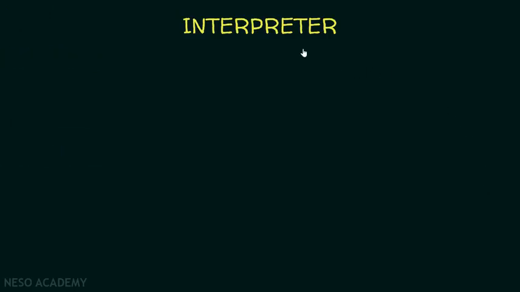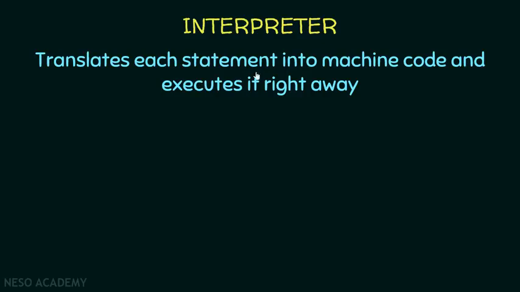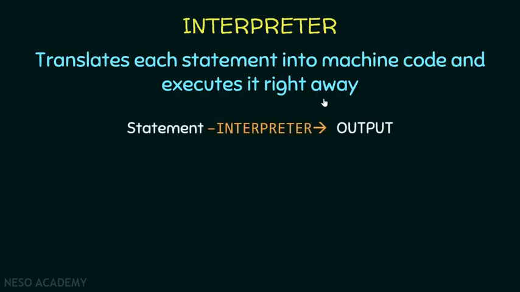Now let's have a look at the interpreter. It works a little bit differently. An interpreter translates each statement into machine code and executes it right away. So it will not translate all the program. It translates one statement at a time. So we have something like this. We have a statement from a program. The interpreter will translate it to machine code and then it will execute it. So we will see the output. And this will be done on all the statements in our program, statement by statement. But the compiler translates all the program into machine code. Okay, so this is the difference between an interpreter and a compiler.